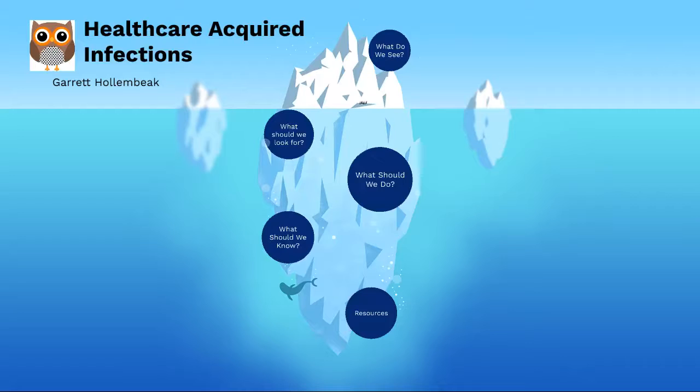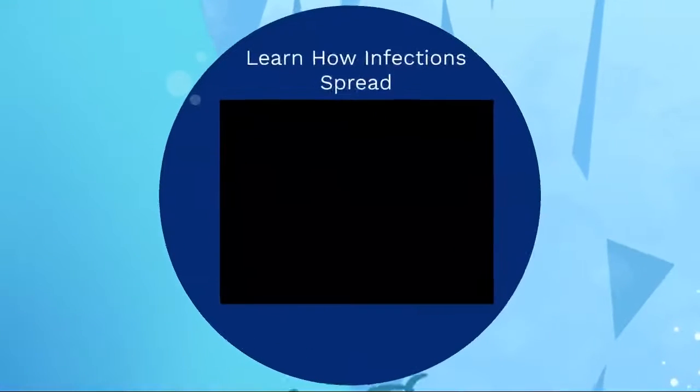So now the third question we need to ask is, what should we know? Because we know what to look for, we know one thing we should be doing, and now we need to know what we should know as healthcare providers. And this involves having a basic understanding of how infections spread and the undergirding understanding of microbiology.